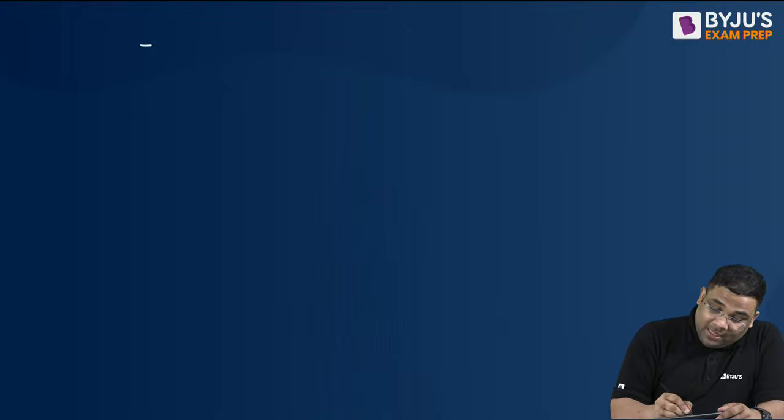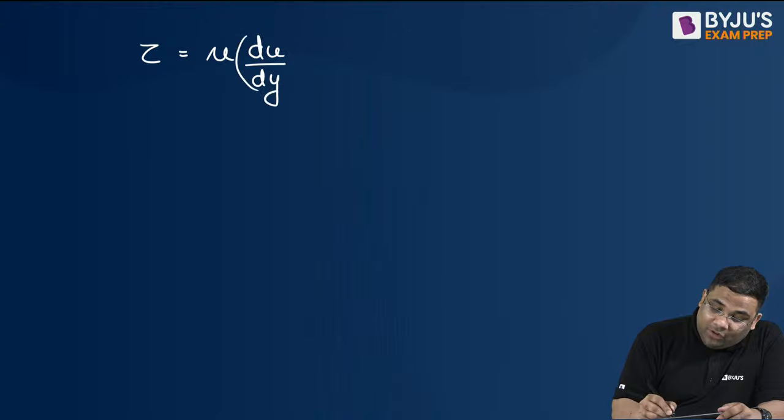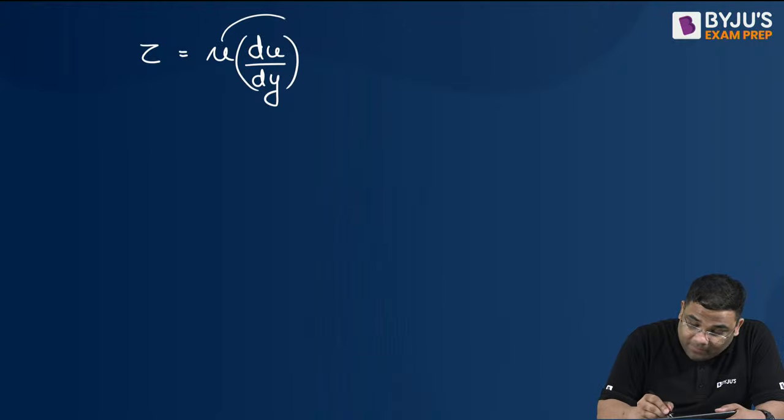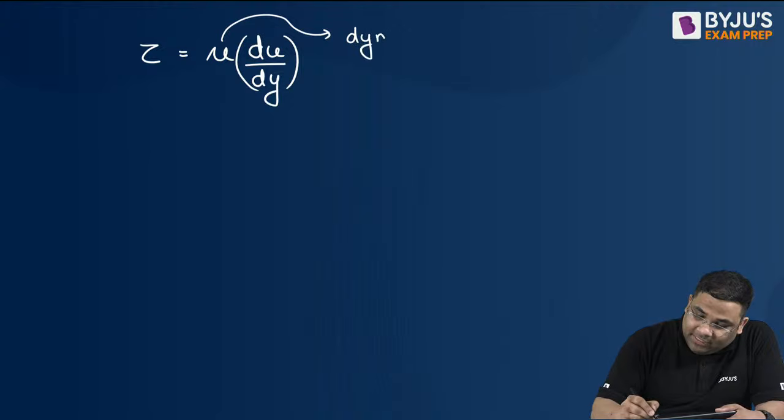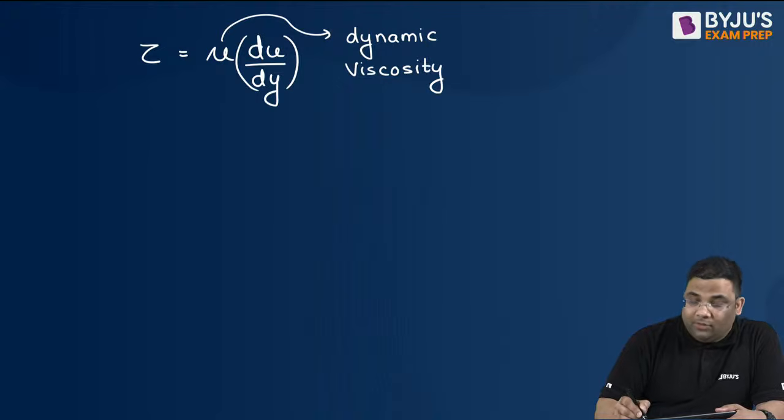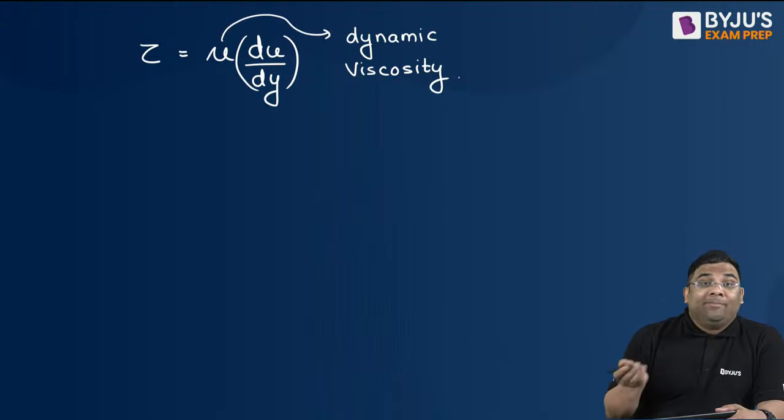But before that, some very objective types of questions they can ask in the examination. They will ask you the units of these things, 1 mark questions on this particular mu. What is mu? Mu is your dynamic viscosity.